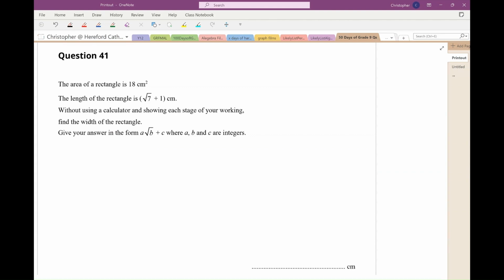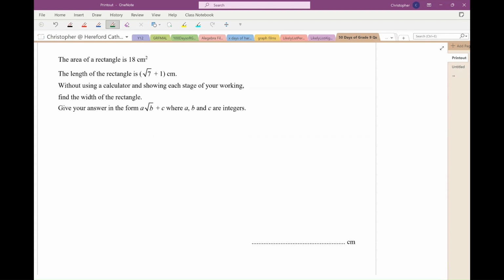Question 41. Looks like I'm dealing with surds here. Let's have a look. The area of a rectangle is 18 square centimetres. The length is that. Find the width. Okay, give your answer in that form. Now the width will be the area, 18, divided by the length. Aha, look at that. So all it's asking me to do really is to rationalise the denominator here. So I'm going to multiply top and bottom by root 7 minus 1.